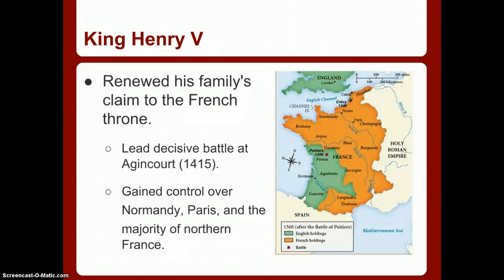Okay, King Henry V renewed his family's claim to the French throne. He was able to lead a decisive battle at Agincourt in 1415, and he was able to gain control over Normandy, Paris, and the majority of the northern portion of France.